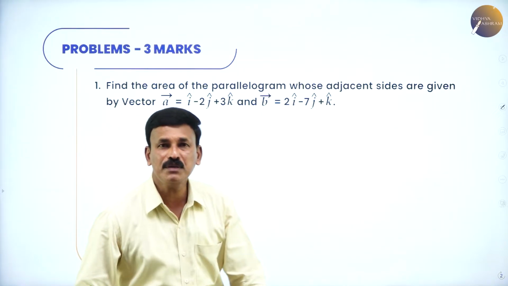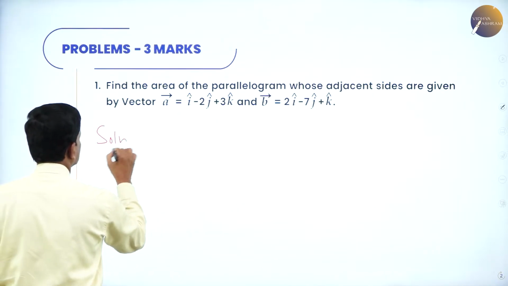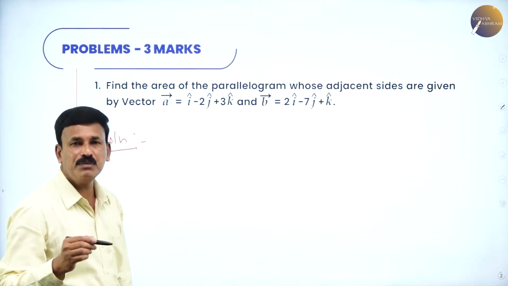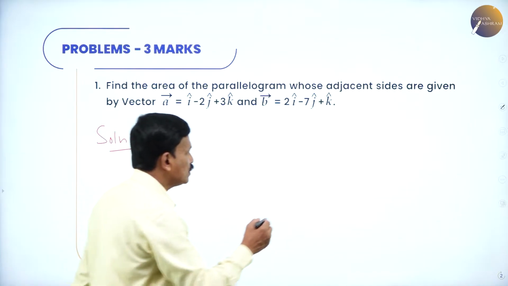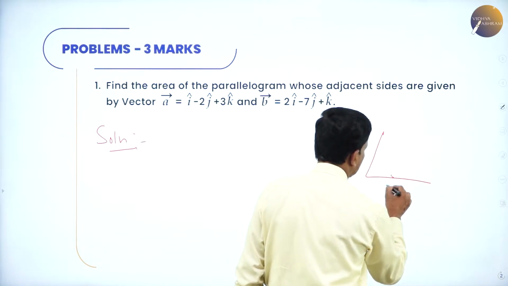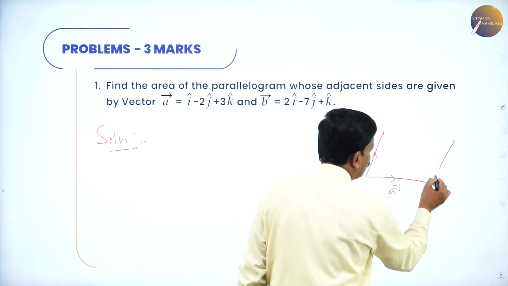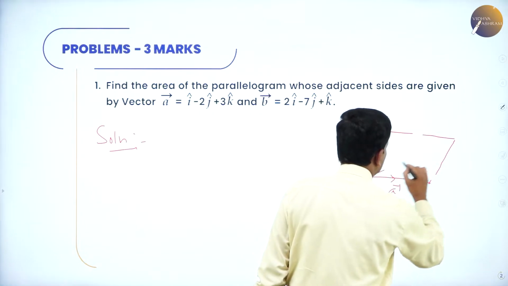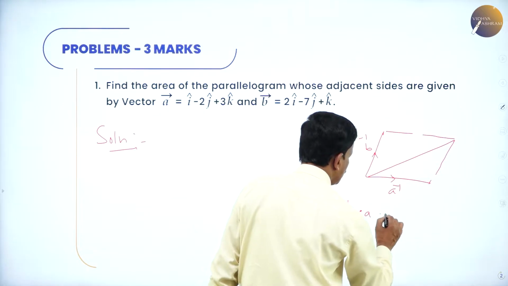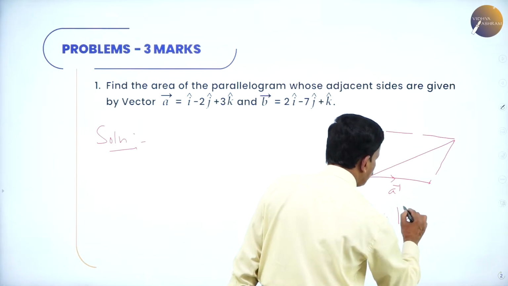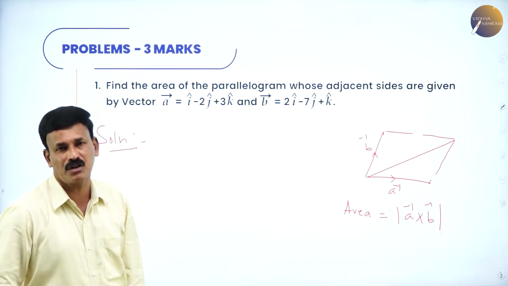Now, let us come to the solution. If A and B are any two vectors, this is vector A and this is vector B, representing the adjacent sides of a parallelogram, then the area of this parallelogram is given by length of A cross B. The area of the parallelogram is length of A cross B.